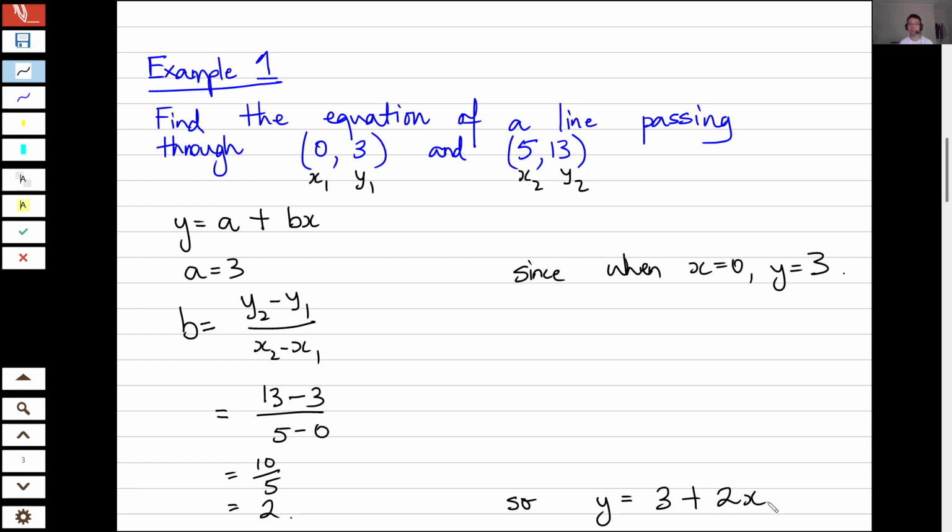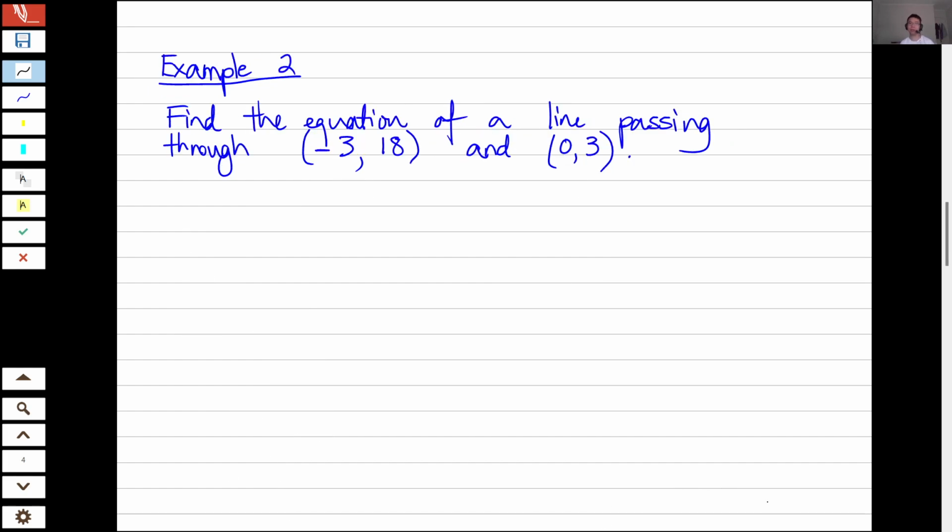Okay? All right, we'll do one more example where the intercept is given. So here, I'm asking you to find the equation of a line passing through -3, 18, and 0, 3. So, y equals a plus bx. Do I have the intercept? Yes. When x equals 0, y equals 3.